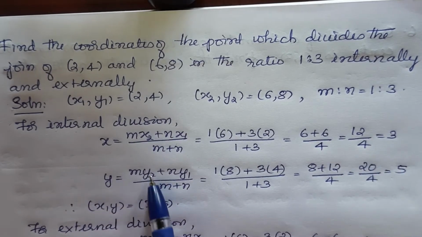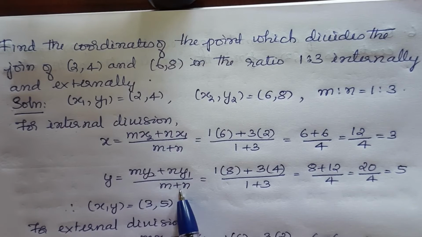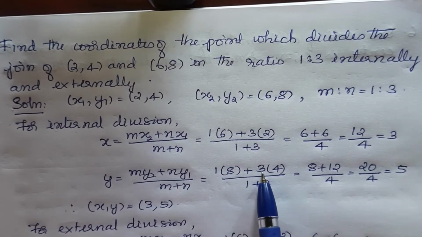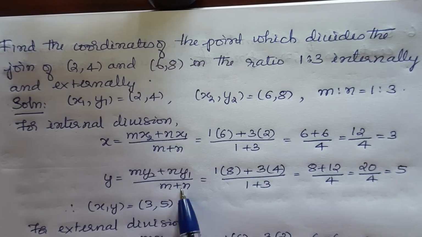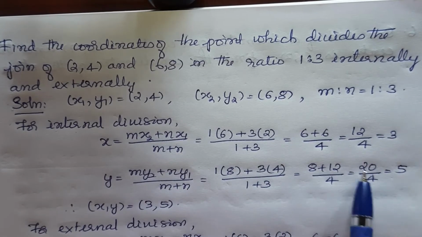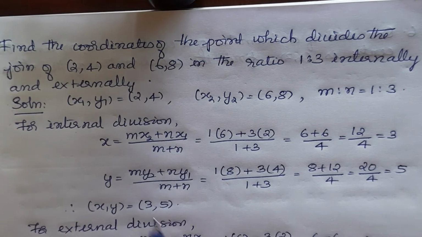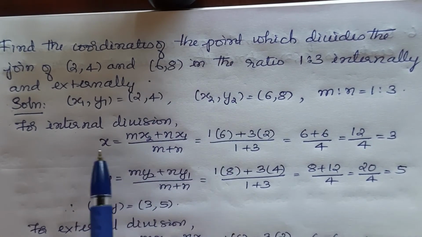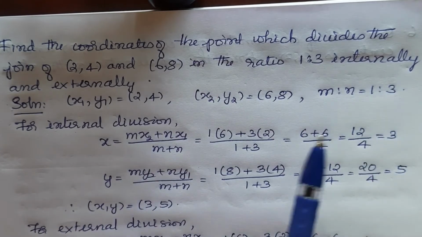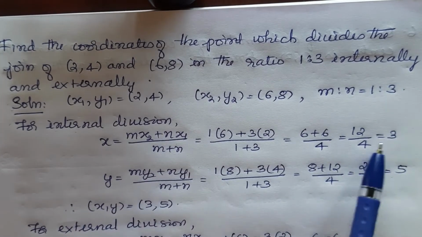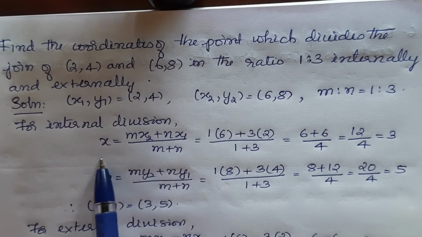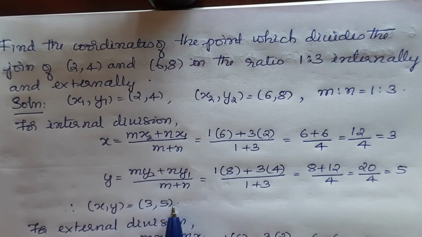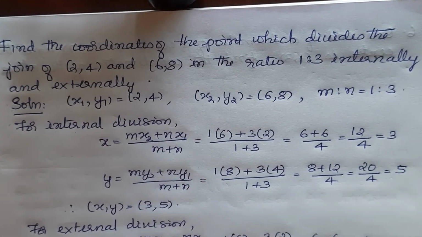Similarly, y is (my2 + ny1) divided by (m + n). m is 1, y2 is 8, plus n is 3, y1 is 4, divided by 1 plus 3. Simplify, we will get it as 5. Therefore, the coordinates of the point which divides the join of these two points internally in the ratio 1:3 are x, y, that is (3, 5). If we take the same order, x is 3 and y is 5. Therefore, it is (3, 5).